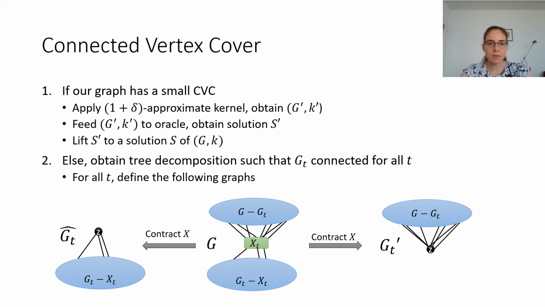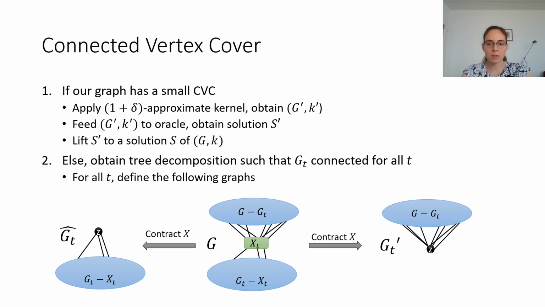Okay, so the idea for connected vertex cover is as follows. First of all, if the graph that we are given already has a sufficiently small connected vertex cover, say of size approximately L squared over epsilon, then we apply this 1 plus delta approximate kernel to obtain a new instance whose entire size is bounded by some polynomial function of L squared over epsilon. Then we give this to the oracle to obtain a solution S prime, and then we use the solution lifting algorithm that comes together with this approximate kernel to find a solution for the graph. Okay, so then we're immediately done.